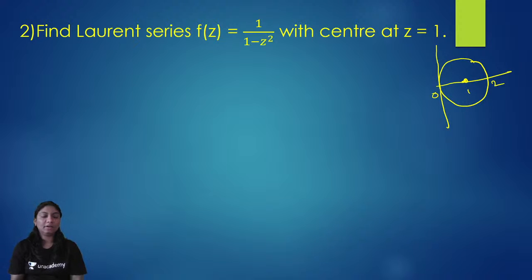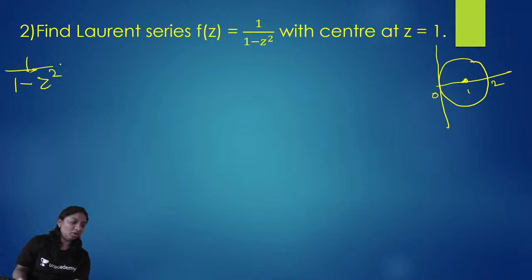Let z equal to 1. f of z is equal to 1 upon 1 minus z square. Can I write this as 1 minus z square? So in the Laurent series, we want to find out the a_n and a_(-n), so that the series expands in this way: 1 upon 1 minus z square.